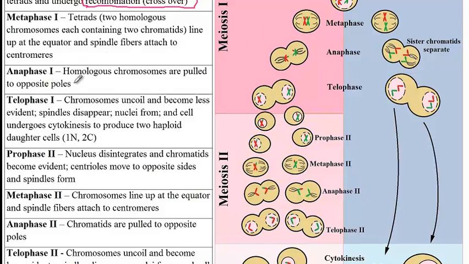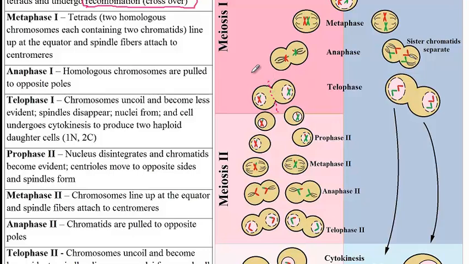Next we have anaphase 1. Again, similar to what happened in mitosis, the homologous chromosomes are pulled apart to the opposite poles. So here the homologous chromosomes are being pulled to the opposite sides. And then finally we have telophase, during which, again, everything is very similar to what happened in mitosis. During telophase, chromosomes will uncoil, they become less evident, spindles will disappear, and new nuclei will be formed, which I've shown here in dashed color for you. And then the cell will also divide via cytokinesis.